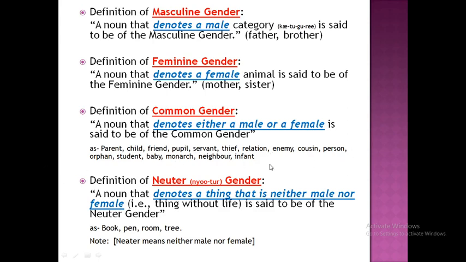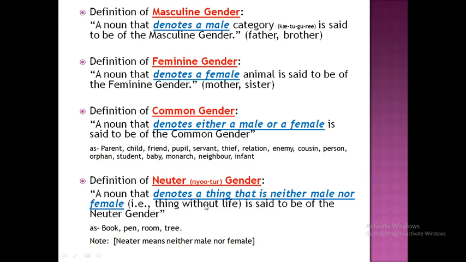Even teacher. As I am a teacher, teacher is referred to as a common gender because a teacher can be a lady, a teacher can be a male. Yes or no? A teacher can be a male or a female. So it is a common gender. Next one is neuter gender.